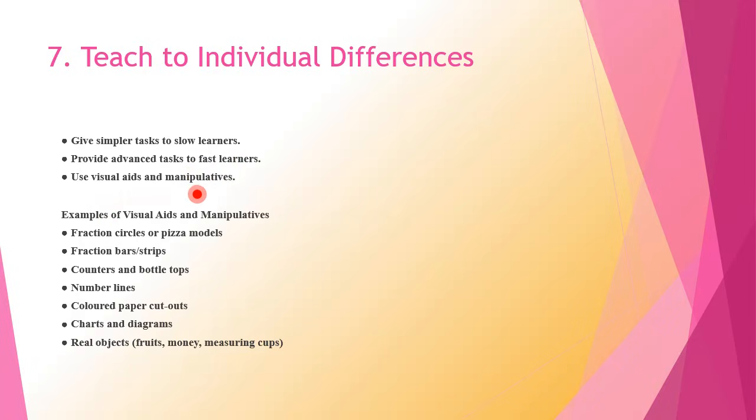You can also use visual aids and manipulatives to help them understand better, especially the slow learners. These are some of the visual aids and manipulatives you can use in the classroom. For example, fraction circles or pizza models, fraction bars or strips. Assuming you're teaching fractions, or any other topic, try to find manipulatives to aid understanding. It helps, actually, it helps.